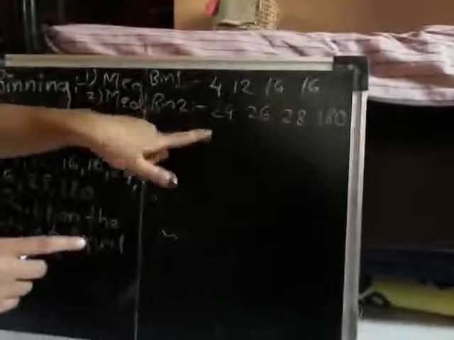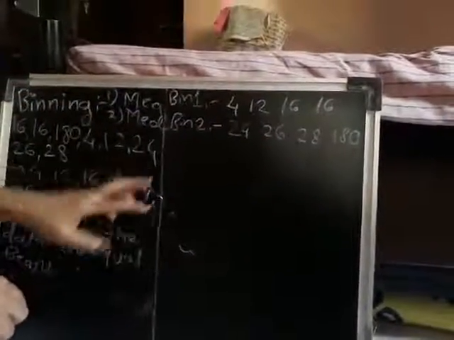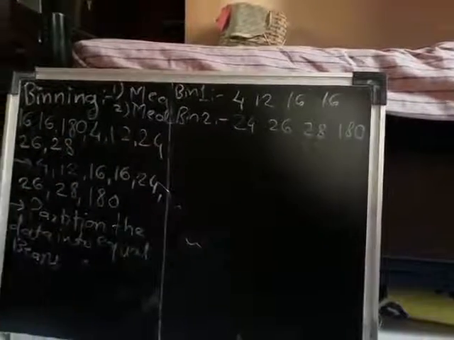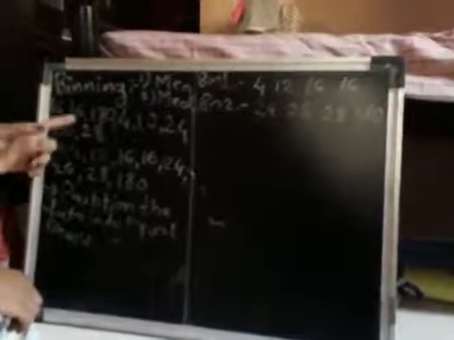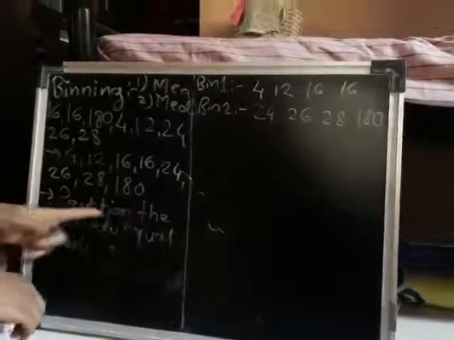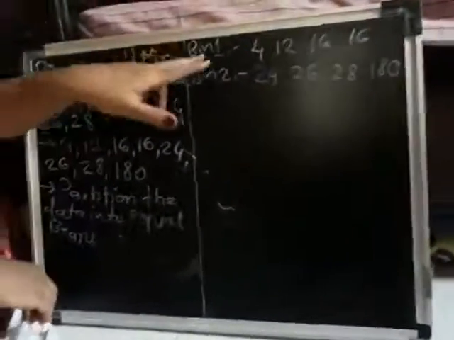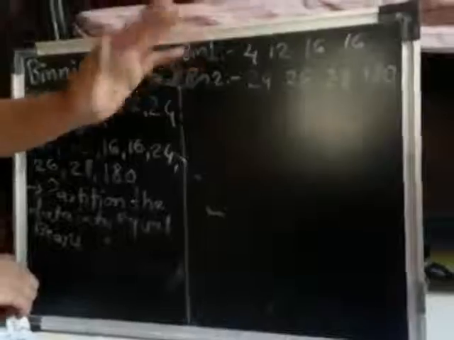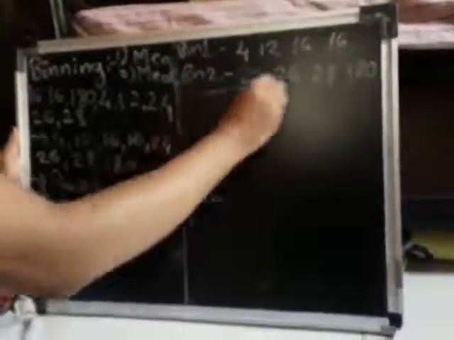Now, what is the input for my next step? Bin 1 is 4, 12, 16, 16. Bin 2 is 24, 26, 28 and 180. Right? So what we'll do, first of all, we sort the data. Secondly, partition the data into equal bins. So there are 8 elements, so I will partition it into 4 and 4. So 4 in one bin, another 4 in another bin. Right?